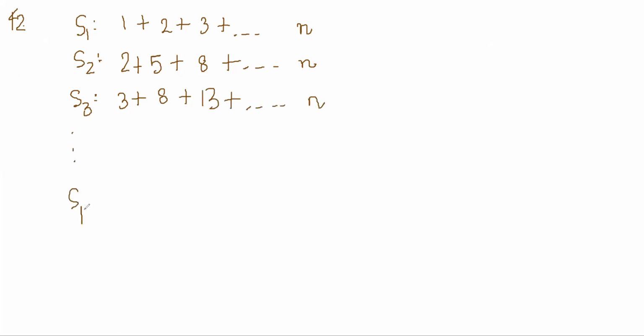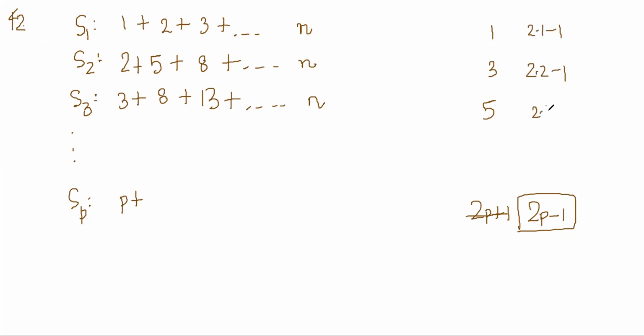You have to go till P, and the P-th AP starts with P. The common difference of the first AP was 1, the second AP was 3, the third AP was 5. So the P-th AP is 2p plus 1. No, 2p minus 1: 2 into 1 minus 1, 2 into 2 minus 1, 2 into 3 minus 1. So the second term will be p plus 2p minus 1, so 3p minus 1. Then 2p minus 1 added again, so 5p minus 2, and so on, n terms.